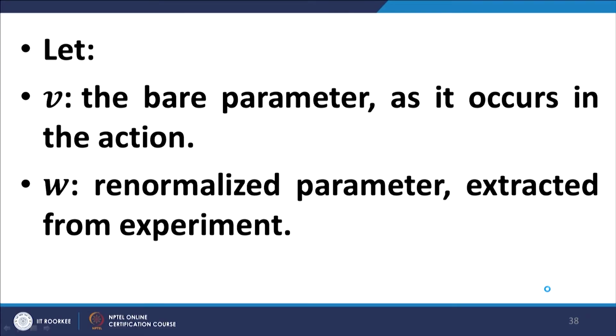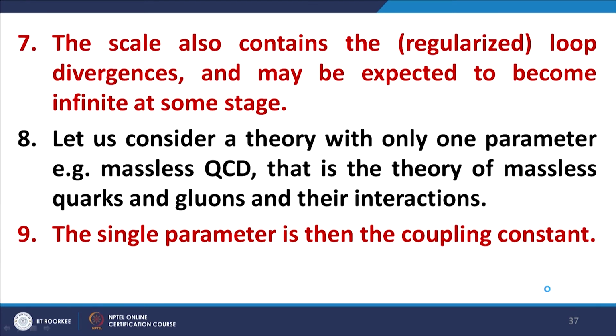Right. So, let V be the bare parameter as it occurs in the action. V is the original parameter that occurs in the action. We are now, for the moment, confining ourselves to a theory with only one parameter. For example, it could be a massless quarks and gluons theory with their interaction. So, there is only one parameter here, there is no mass term, and there is only one parameter that is involved in the action, that we call V.